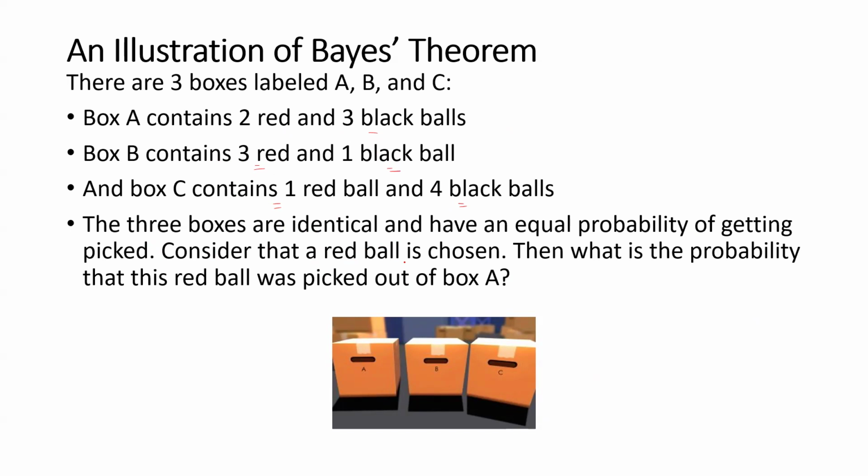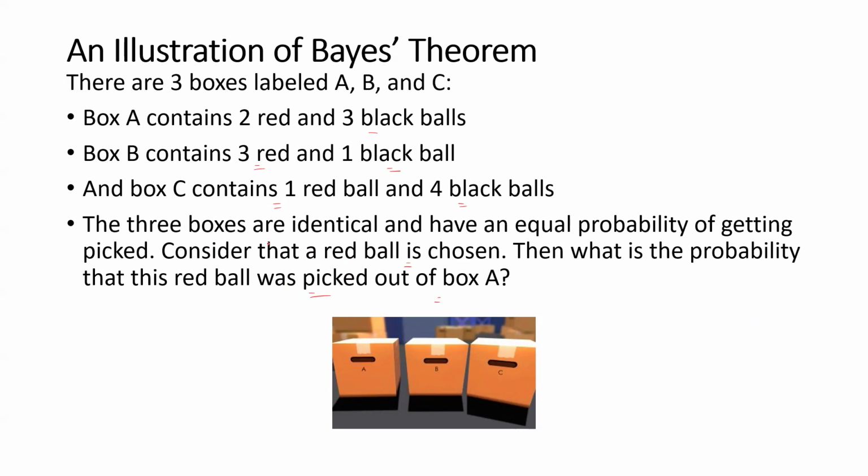Consider that a red ball is chosen. Then what is the probability that this red ball was picked out of box A? Okay, I hope you understood the question. These three boxes are identical and have an equal probability of getting picked, and we are considering that a red ball is chosen.